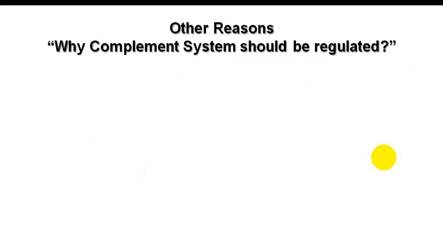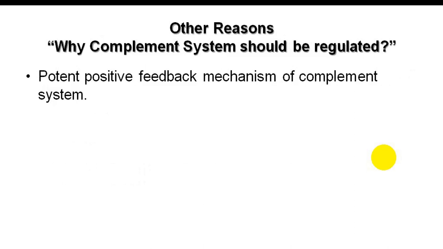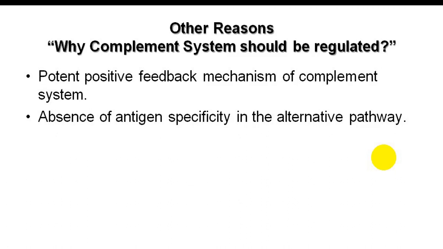One is the potent positive feedback mechanism. Once the complement system is activated, it's a positive feedback loop. And a positive feedback loop, as you know from the tenets of physiology, is very damaging. It can damage the host cell very badly, and therefore the complement system needs to be regulated. Another is the absence of antigen specificity in the alternate pathway. There is no antigen specificity in the alternate pathway, so once it gets activated, it can be catastrophic.